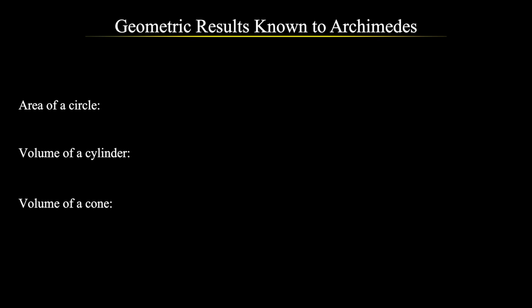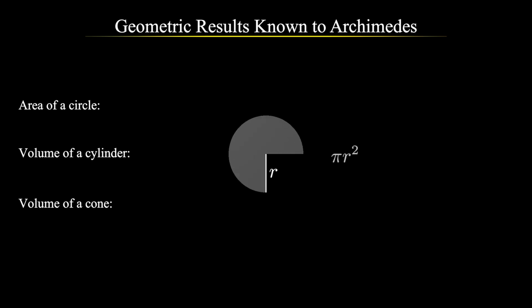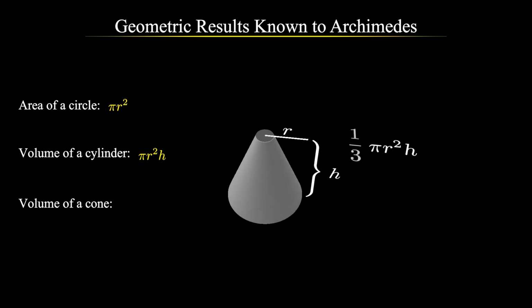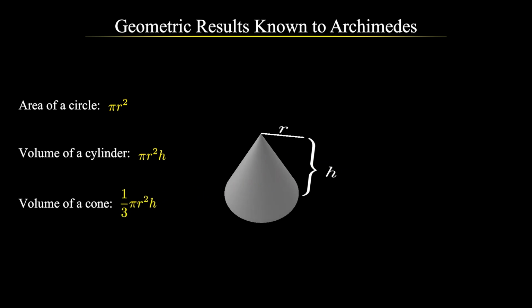Before we begin the derivation, let's review some geometric results that were known in Archimedes' time. The area of a circle, pi times r squared. The volume of a cylinder, pi times r squared times h. The volume of a cone, 1/3 times pi times r squared times h.